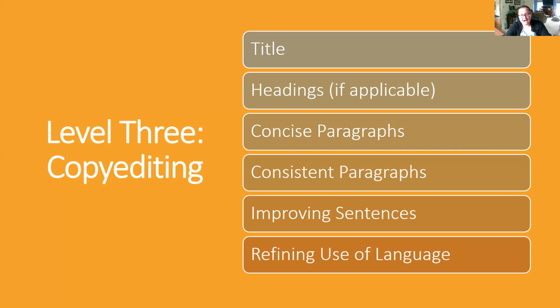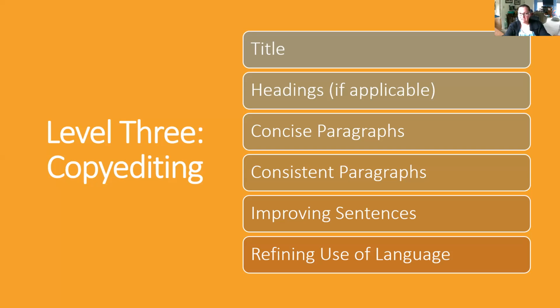Level 3, copy editing. So we're going to look at your title page. We're going to look at your headings, if applicable, if you have them. We're going to make sure that you have concise paragraphs. This is where we're getting into making sure you're not being too wordy, right?